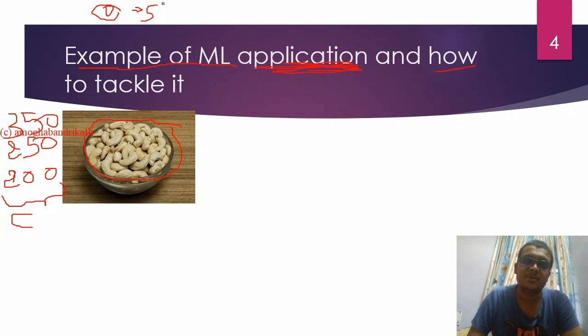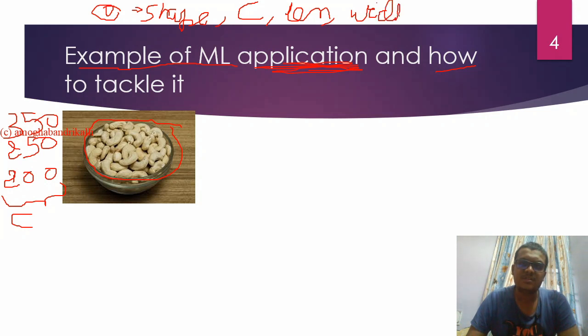First one is shape, whether it is big, small or something like this. Next can be some kind of color, or it can be the length, it can be the width. So like this you will have some observations which have been recorded in your eyes or brain. Based on that you can guess whether what you are giving is worth it or not.